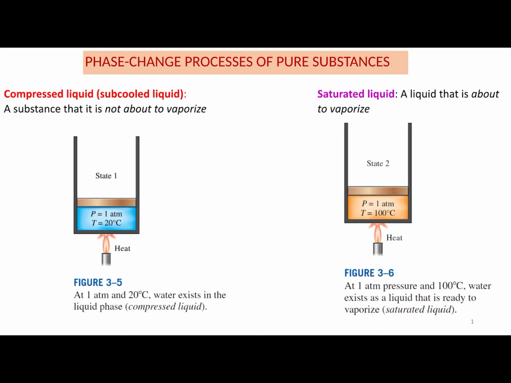Okay, so now we will discuss the phase change process of pure substance. Previously, if you went through the videos on pure substance, we discussed that we have three different phases. Now let's discuss how this phase change process actually happens. Here we have a piston cylinder device.